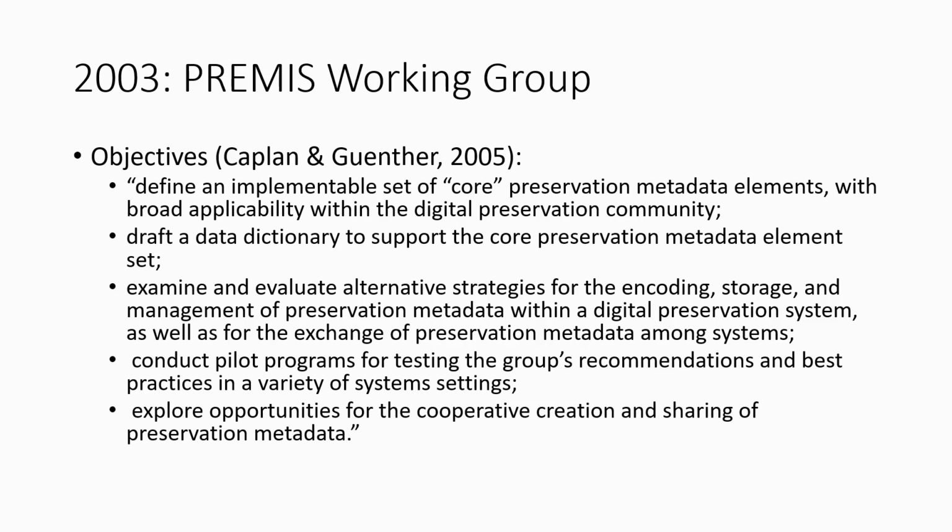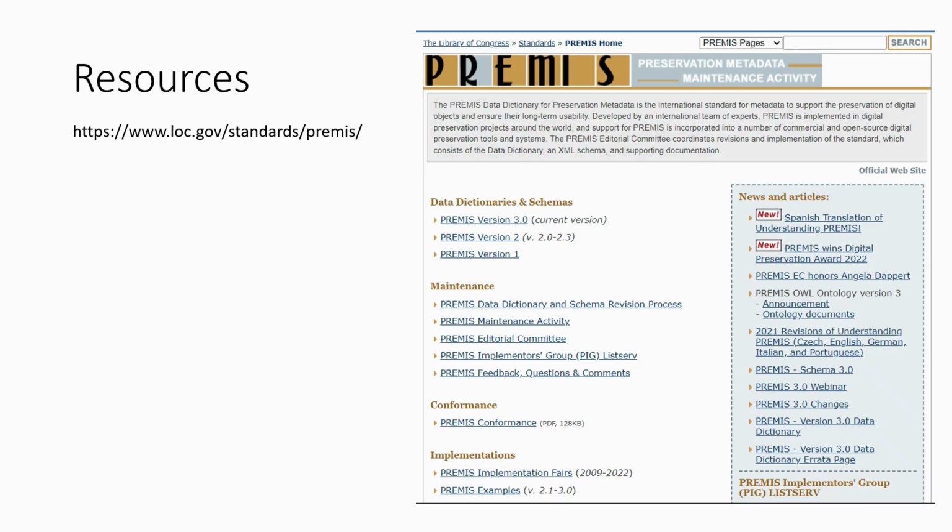Because practical implementation was the goal, the group surveyed 70 libraries and cultural heritage organizations around the world to understand the varied needs of organizations engaged in digital preservation and used the answers to construct their final suggestions. The results became PREMIS.